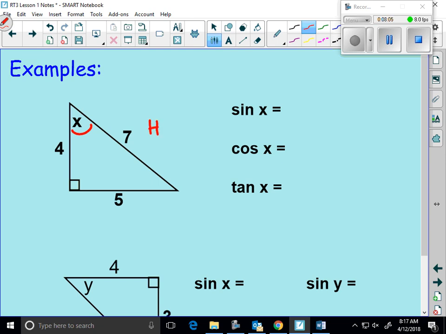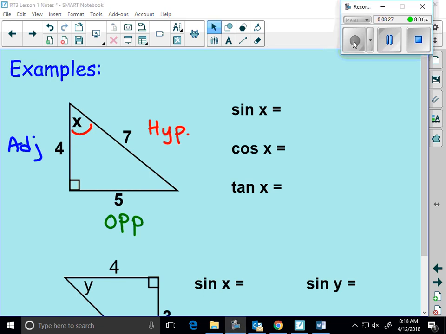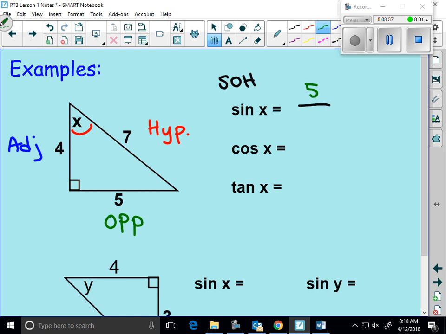Where is my opposite side? Opposite is 5. And the adjacent is 4. And the hypotenuse is always across from the 90, right? Always across from the 90. So the sine, recall sine is opposite over hypotenuse. Which one goes on top? 5 goes on top. 7 goes on bottom.